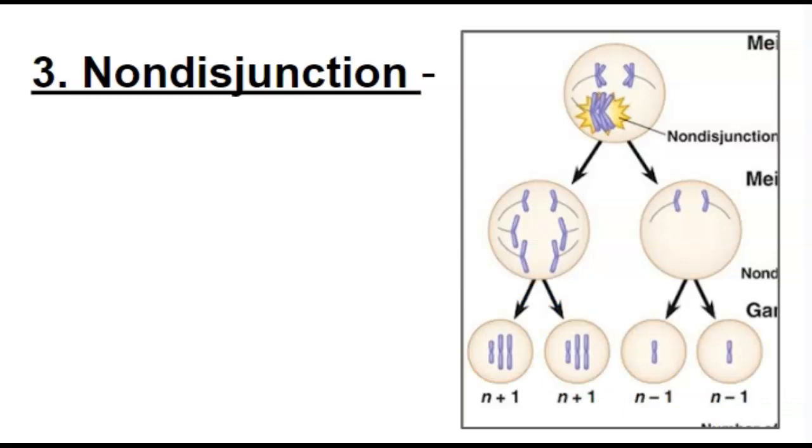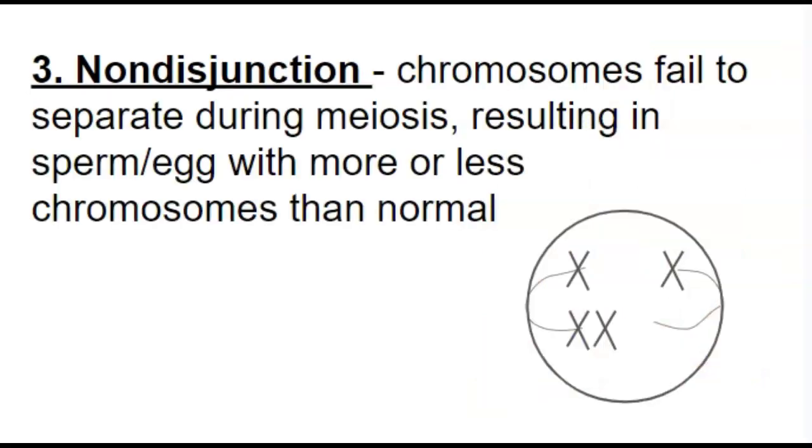And so if you can imagine 46 chromosomes, instead of sperm and egg with 23, we'd end up with 24. And instead of sperm and egg with 23, we'd end up with them with 22. So this is called non-disjunction. This is when chromosomes don't separate during meiosis, when they're being pulled apart, like in anaphase. And this results in sperm or egg with more or less chromosomes than normal.